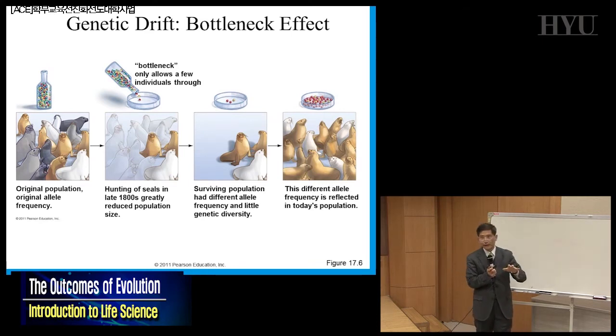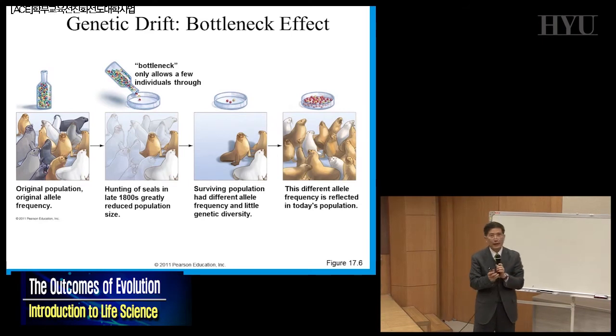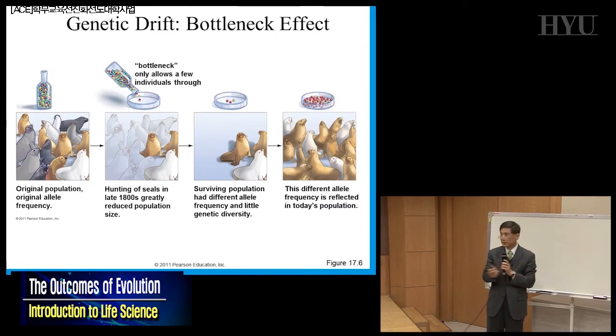And then they realized that they were going to kill all of them, so they stopped hunting and let them breed. And the population grew. At this point, if you take DNA from those sea lions and compare, interestingly, all the alleles are very, very similar. They don't have many different alleles for the genes.